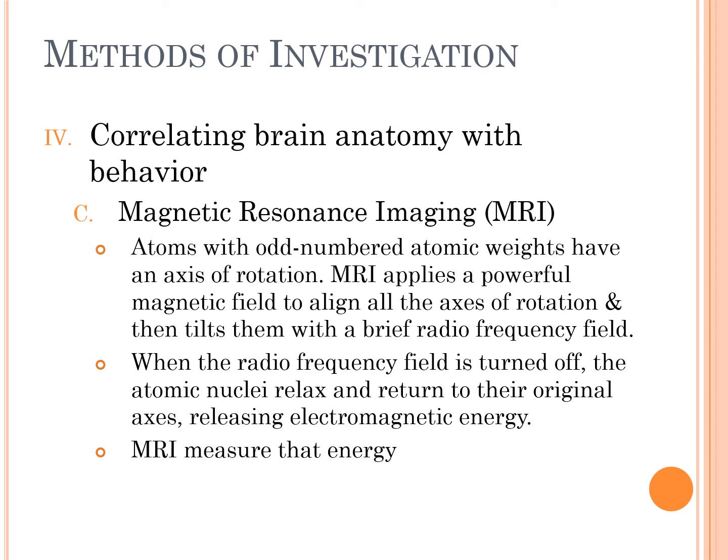When we're in the magnetic resonance imager, we have this magnetic field. We're using radio waves and computerized enhancement to interpret that information and give us an idea of the structure. And what's happening in that magnet: atoms with odd numbered atomic weights have a certain axis of rotation, and different structures in our body have different amounts of water. The MRI applies this powerful magnetic field to align all the axes of rotation of those atoms. And then they pass this radio frequency field.